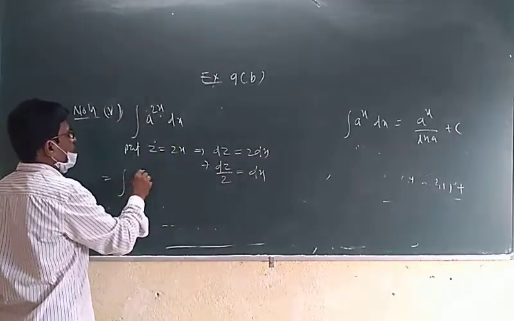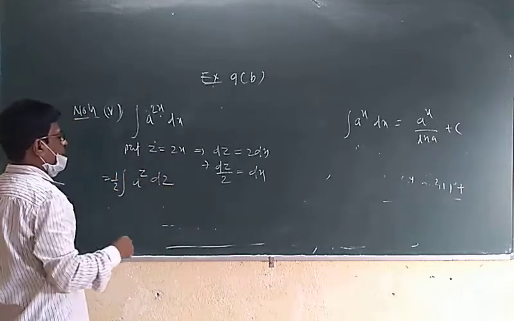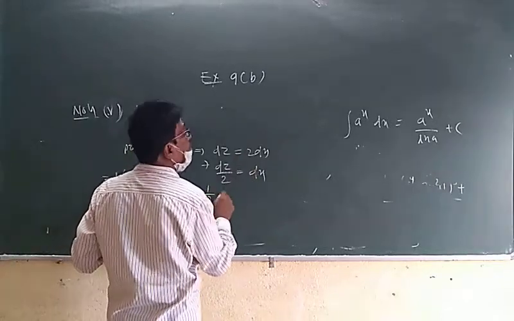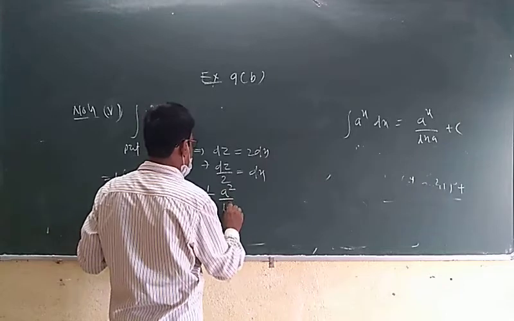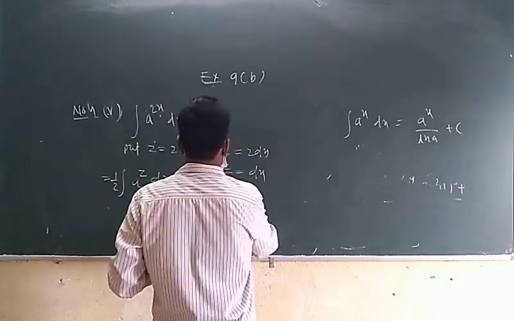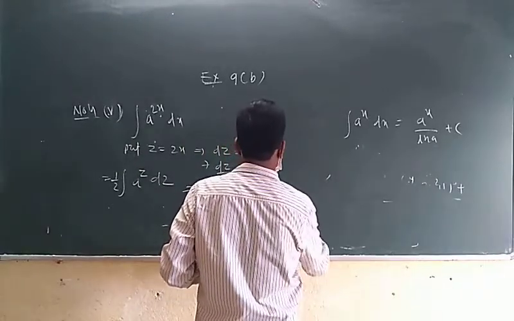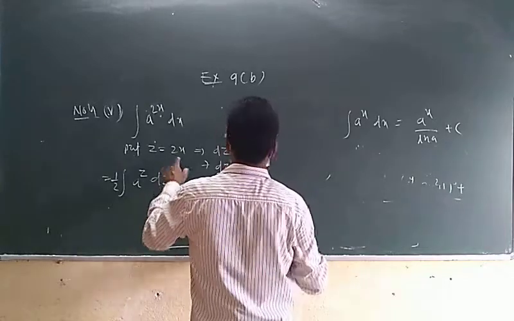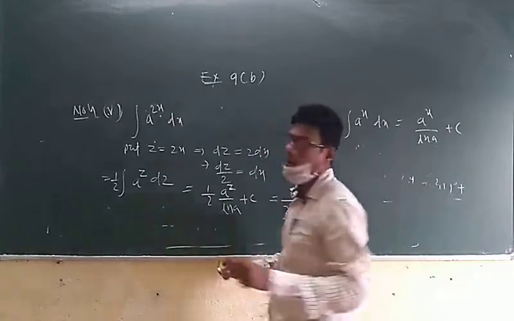a to 2x means a to z, dx becomes dz by 2, 1 by 2 taking outside, a to z integration. That is, integration of a to z is equal to half a to the z by ln a plus c, that is 1 by 2 ln a to the z, the value of z is equal to 2x, a to 2x plus c. That's your answer. Number 4v.